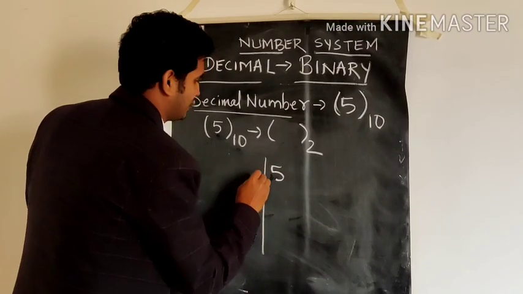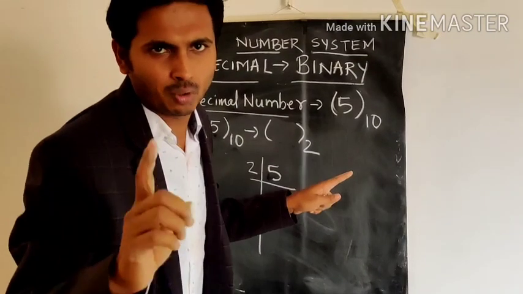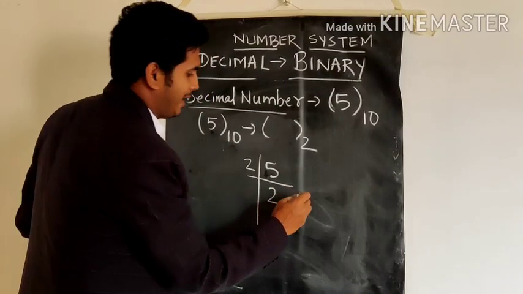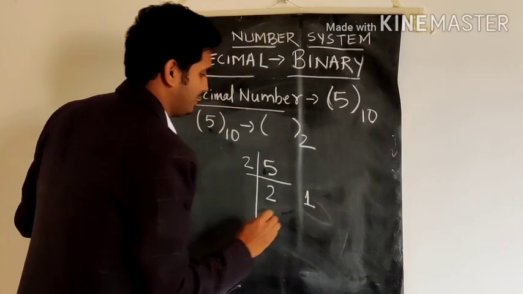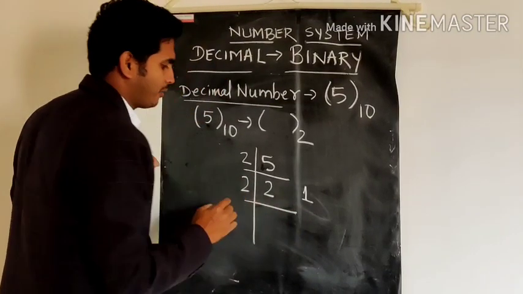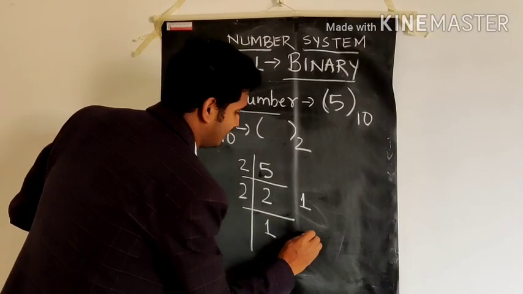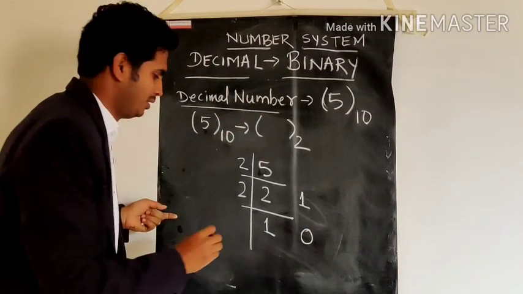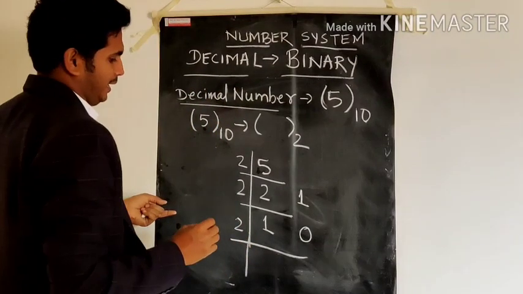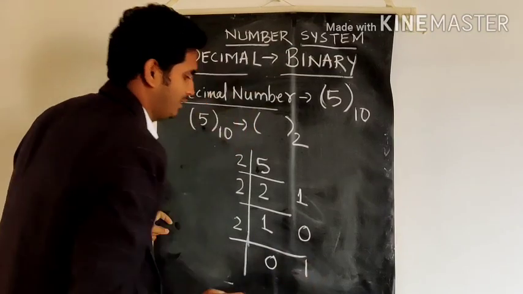First we will draw the line like this. We will divide 5 by 2. Why? We have to convert decimal to binary, so 2 is the binary base. 2 fours are 4. This is the quotient and here is the remainder. Again we will divide 2 by 2. Why? Because the quotient is not 0. So the remainder is 0. And finally, here we are writing 0 and the remainder is 1.